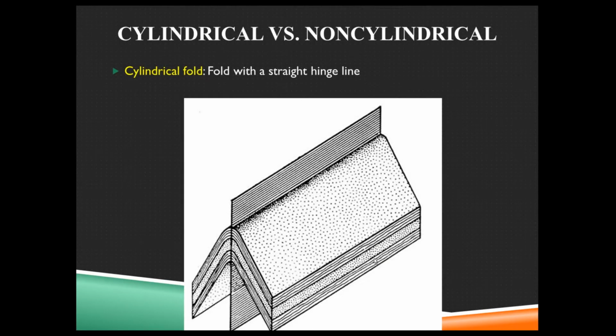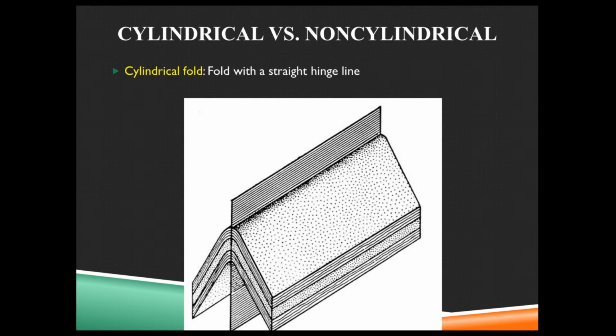Now, cylindrical fold. This is a term I used a few minutes ago. This is when your hinge line is nice and straight. So there's only one fold going on here. If you think about taking a towel and draping it over a long rod, like your bathroom towel rod, and then you take another towel and drape it over that one, and another towel and drape it over that one, you would get something kind of like this.